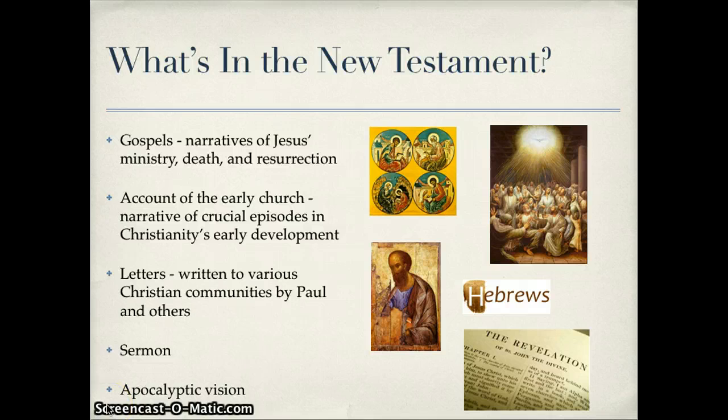And that apocalyptic vision that people like to refer to as the end of the world, but that's not really what apocalypse describes. We'll talk about that later. The apocalyptic vision is contained within the book of Revelation. So you have 5 different genres of literature contained within the New Testament.